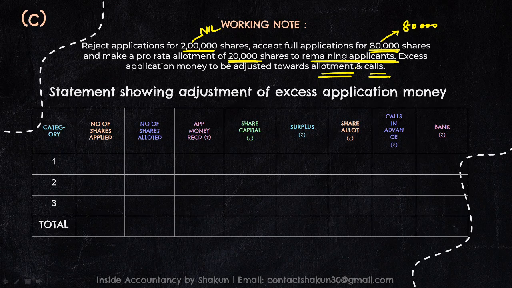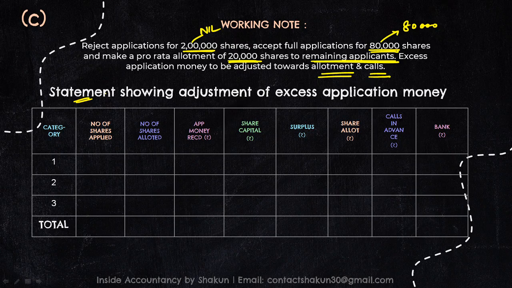Now here I am going to show you how to do the same question. You can do the same question directly also. But I always ask my students that initially you should always make this table, the statement showing adjustment of excess application money, because once you get the hang of it, once you know how to make this table, the chances of making error would be very, very less. So you can do it directly, but I would suggest do it directly when you've practiced a lot of questions with the table. Whenever there are categories given in the question, you should always make this statement. It will be really helpful to you.